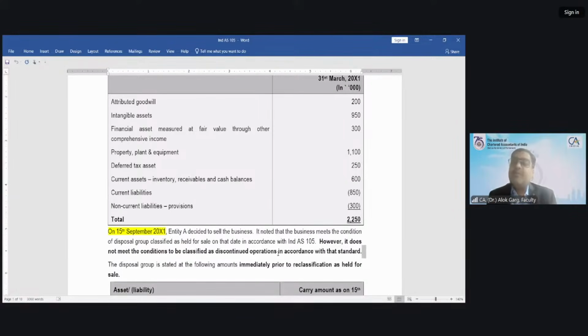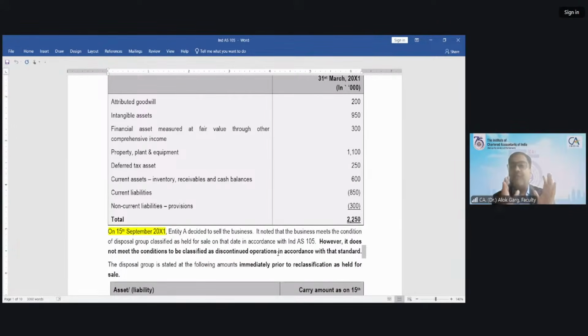But what happens if a disposal group becomes a discontinued operation also? Then additional disclosure and presentation requirements are there, right? If a disposal group becomes a discontinued operation, you have to show the result of discontinued operation separately in the statement of profit and loss. So you have to show income, expenses, profit before tax, tax, profit after tax from continuing operations as well as from discontinued operations. And you are also required to show the earning per share from continuing operations, from discontinued operations, and from total operations. Correct? Yes, sir.